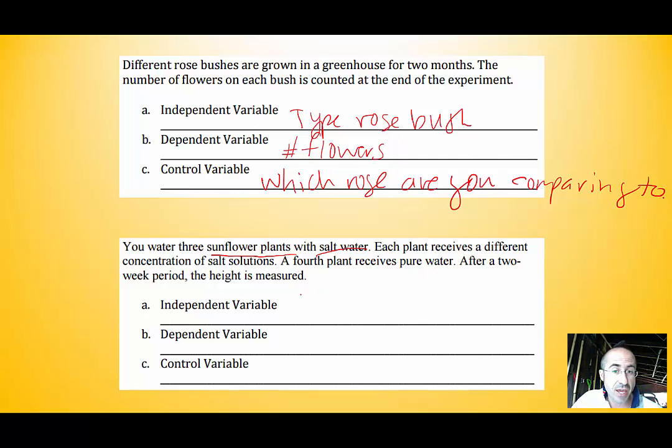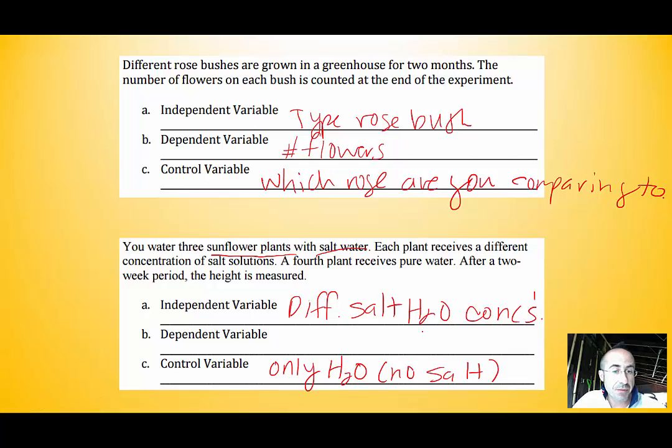So which ones have you changed? Okay, so in this case, it's the different salt water concentrations. I'll just put concs there for concentrations. Each plant receives a different concentration of salt water, so that's your independent variable. That's what the scientist has changed. Then the fourth plant receives pure water. So in this case, your control variable is going to be the plant that received only H2O with no salt.